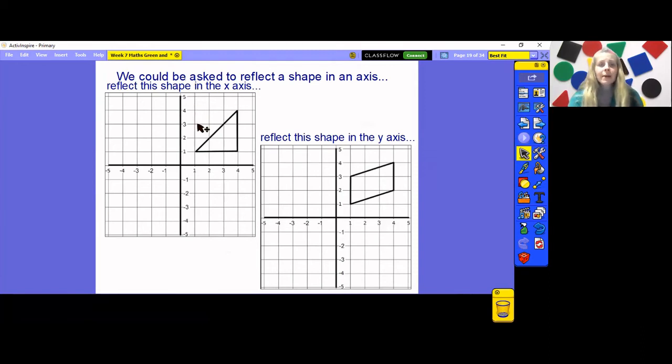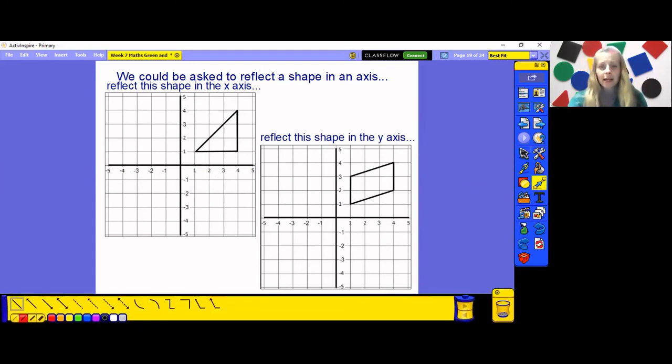So when we're thinking about the x-axis, we're looking at this horizontal line. So when we're reflecting, we're almost going to forget about this y-axis here and just focus on this horizontal line, and that is our line of reflection, our mirror line, our line of symmetry between this side and the other side. So the same principle as before, this first one is going to be reflected in the x-axis, and this one is in the y-axis. So we're thinking about this line here.